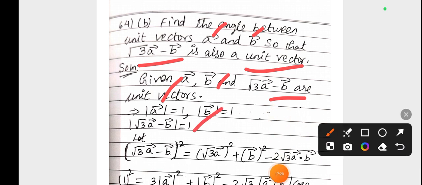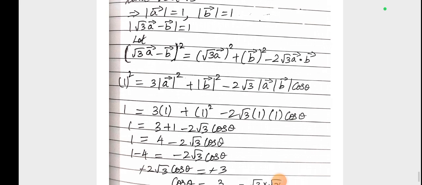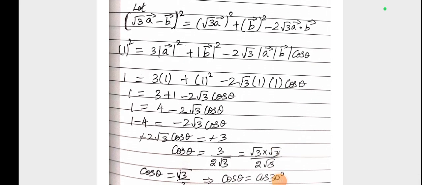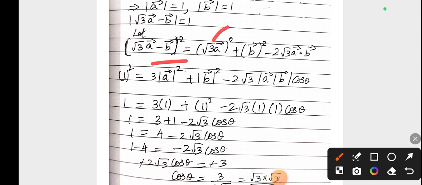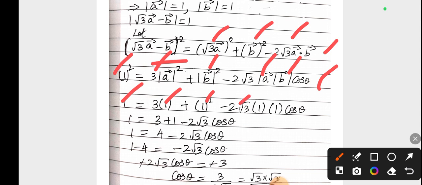So do the whole square. When you're doing it, you can use a formula. What formula can you use? A minus b the whole square: a square, root 3a square, then b square, then 2ab, that is 2 root 3 into a vector dot b vector. Apply: 1 is 1 square, and root 3 square is 3 times magnitude of a square, then plus magnitude of b square, minus 2 root 3 magnitude of a, magnitude of b cos theta. So 1 equals 3 into 1 plus 1 square, minus 2 root 3, 1 into 1 cos theta.